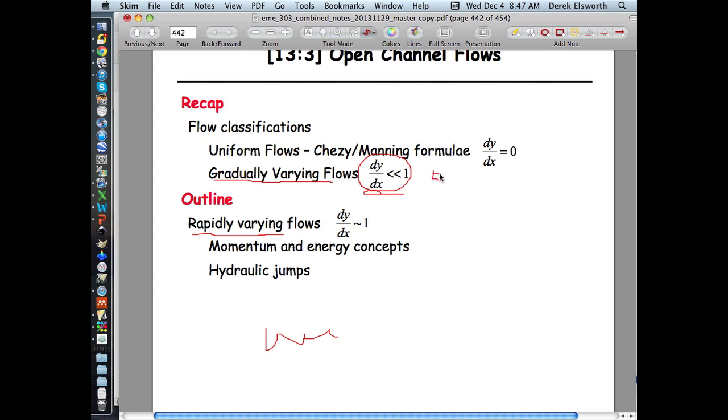E1 equals E2. And painfully I'm going to have to write it out again below. But for where we have these rapidly varying flows, we just assume that E1 is not equal to E2.